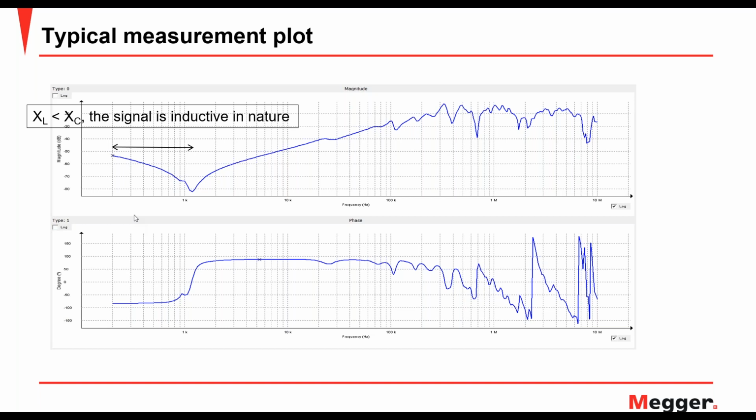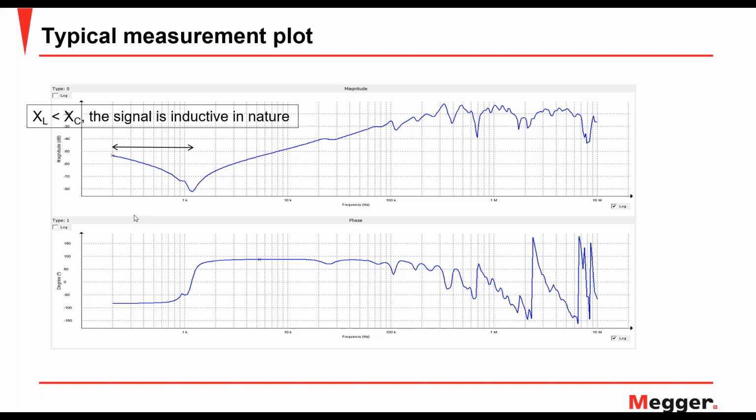Now, coming back to the magnitude, the XLs and the XCs. When we are in the low frequency range, the XL is less than the XC, so the signal is inductive in nature. If you look at the phase angle, you will see that the phase angle of that signal is close to minus 90 degrees. Minus 90 degrees means that the output signal lags behind the input signal, and that's what happens if the signal is inductive in nature.